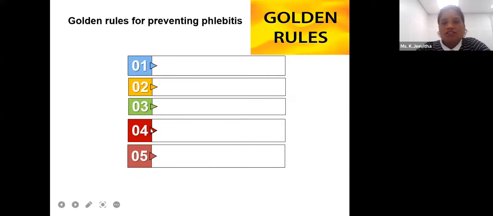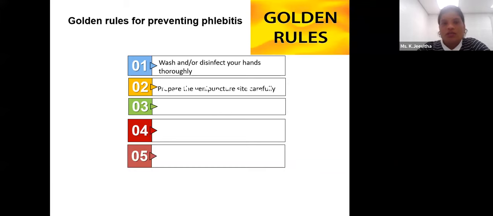Then the main golden rules are: wash hands, disinfect your hands. Most of them know washing hands, but you have to follow it. And prepare the vein puncture site carefully. Not only whenever the patient is on catheters, at first insertion time also you have to maintain sterile precaution. Insertion time, during, and removal. These 3 times, you have to prevent the infection.